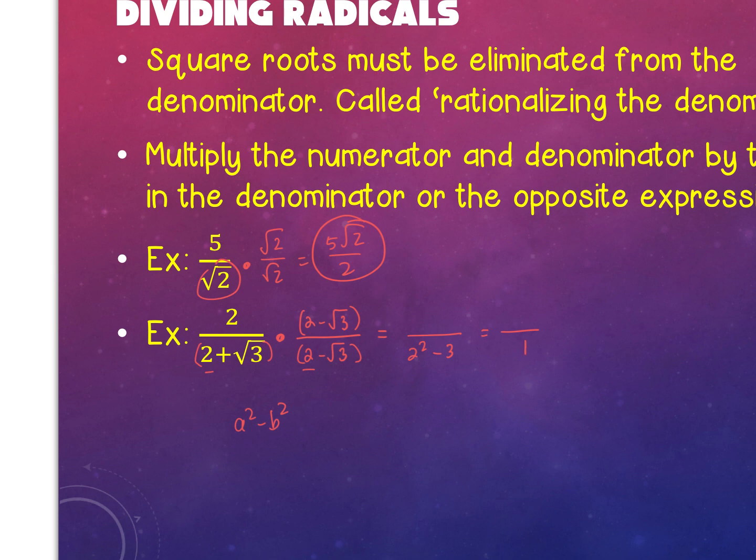So now I just do the same to the top. I do 2 times 2 minus radical 3, so I'm going to distribute the 2. 2 times 2 is 4, minus 2 radical 3, so 4 minus 2 radical 3 over 1, or just 4 minus 2 radical 3. And that's it. My answer is done.